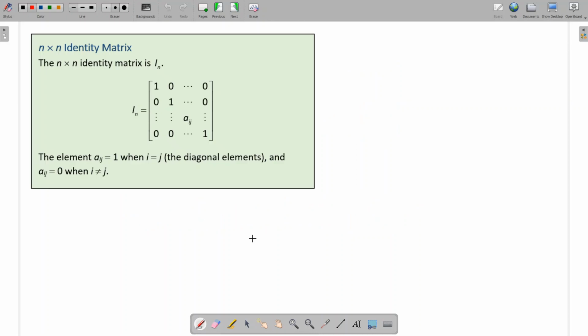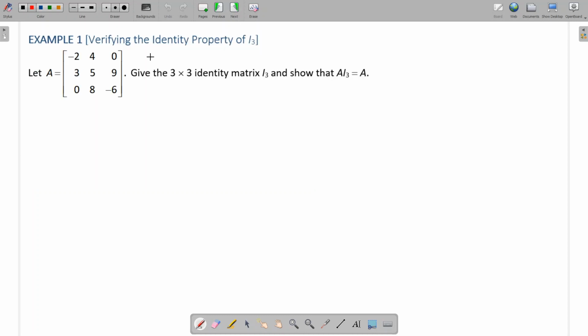This leads us to the general definition of an identity matrix, the n by n identity matrix, which is consistent with what we said before. It's just going to be a square matrix of dimension n by n, where ones are along the diagonal and zeros everywhere else. So let's try that with a 3 by 3. So here's a matrix A. I want to write down the 3 by 3 identity matrix and show that A times that 3 by 3 identity matrix is actually A.